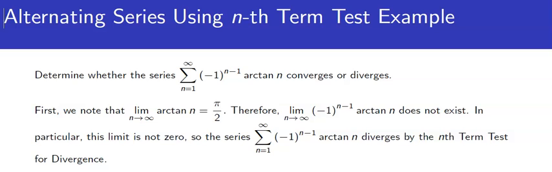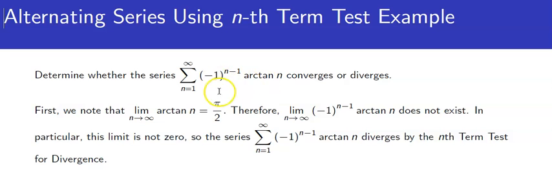In this video, we're going to look at an alternating series, but really using the nth term test to determine whether it converges or diverges. So we have an alternating series here, negative 1 to the n minus 1 times arctangent of n, and we're being asked whether or not this converges or diverges.